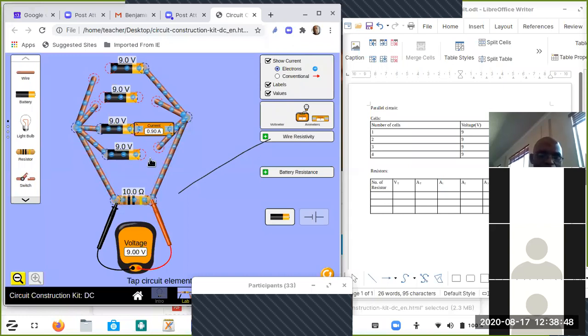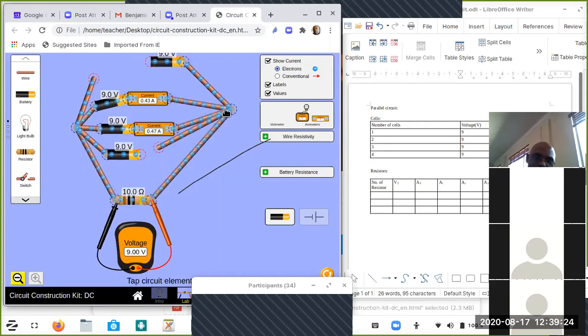And we are going to take note of what is happening on the volt, also on the ammeter or on the current, right? I'll connect the second cell and an ammeter. I think you can now see there that there are two pathways, right?